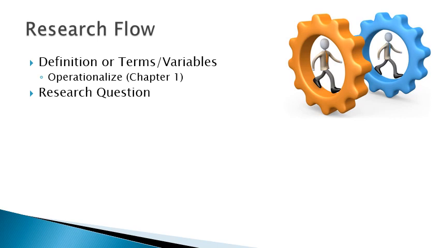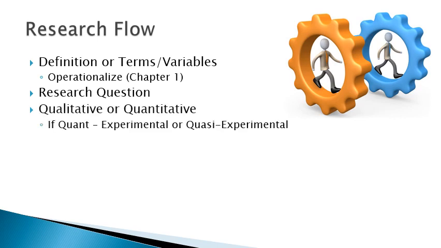Once we know what the terms are, we can then develop a research question. Again, the research question is going to guide whatever it is you want to find out, and guides what type of research you're going to do, whether it's qualitative or quantitative. If it is qualitative, you're looking for a pattern or a trend. If it's quantitative, then you're looking for a relationship. So if it's qualitative, you're going to go to the next step, which is design. If it's quantitative, the next thing we need to know is, is it experimental or quasi-experimental?